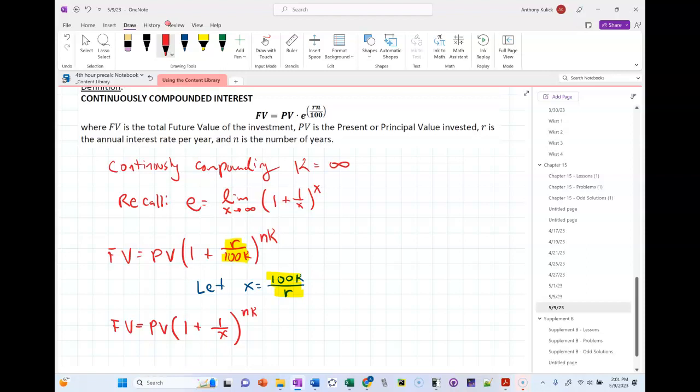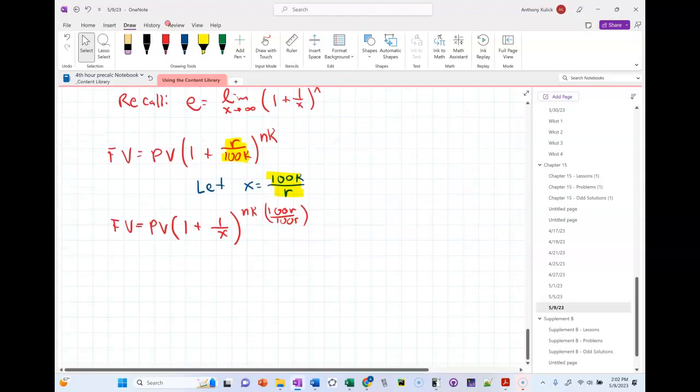Next, what I'm going to do is multiply this numerator by 100r over 100r. Is it okay for me to do that? Yeah, why is it okay for me to multiply the exponent by 100r over 100r? Because I'm just multiplying by 1. That doesn't do anything, right?